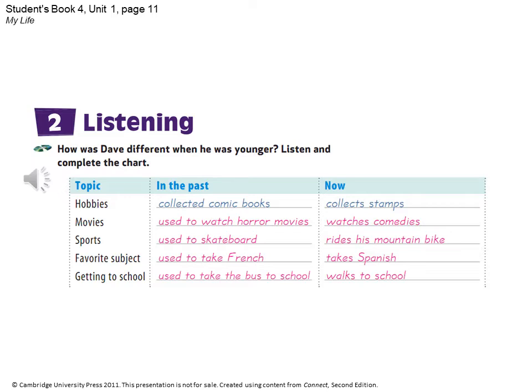Speaking of school, you're so good at Spanish. Did you used to take Spanish when you started middle school? No, actually. I used to take French, but I don't anymore. It was my favorite subject. Now I take Spanish. Spanish is my favorite subject now. Wow, Dave. Is that it? I guess. The only other big difference is that I used to take the bus to school every day, but I don't anymore. Now I walk to school with my friends.